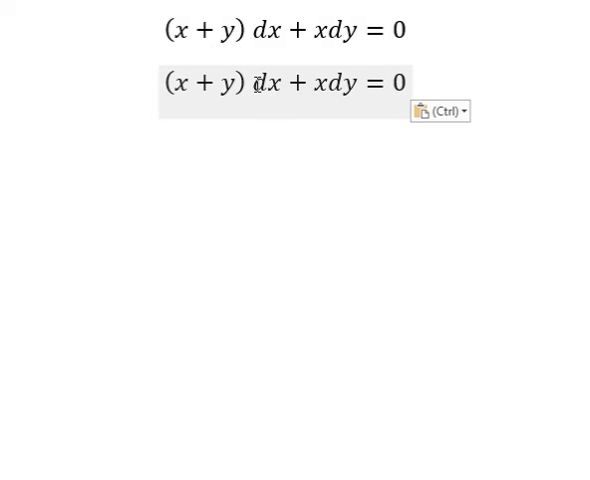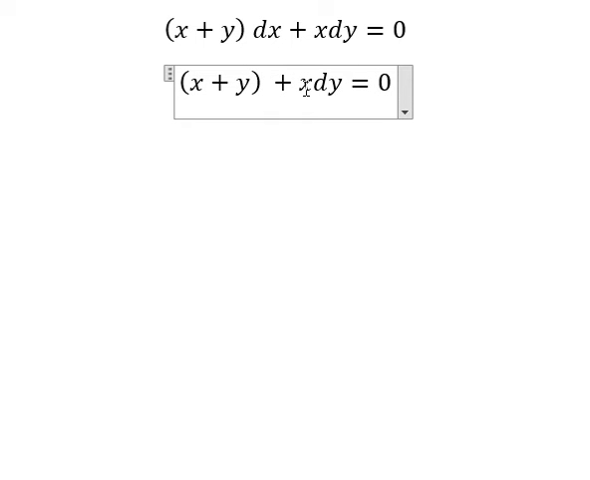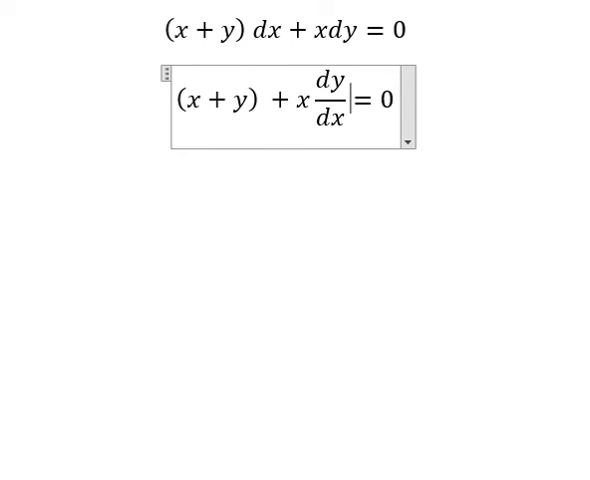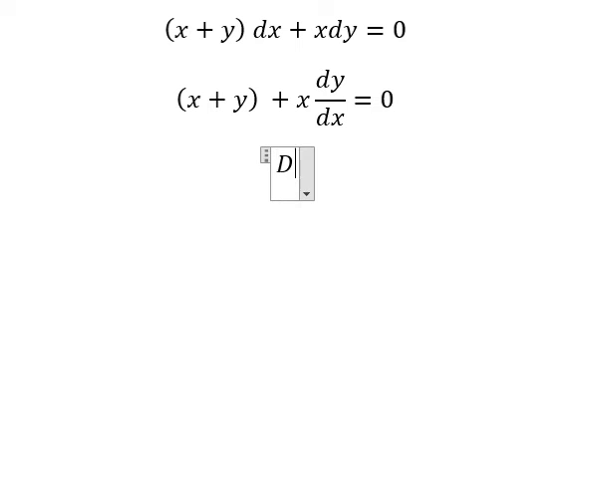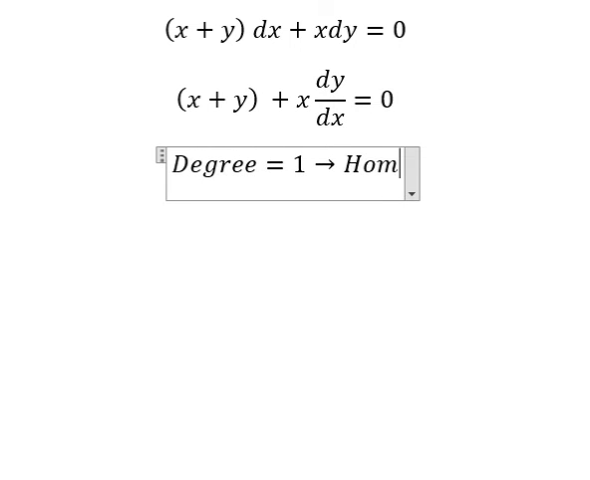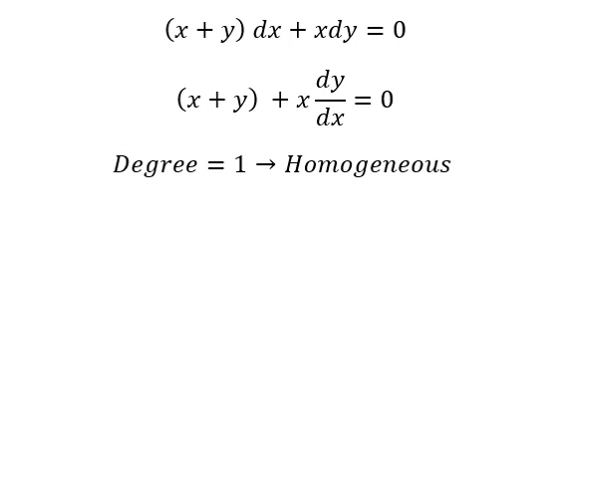We divide both sides by dx. Next, we have x, y, x. They are degree number 1. So that is about homogeneous. So I will put y equals to vs.